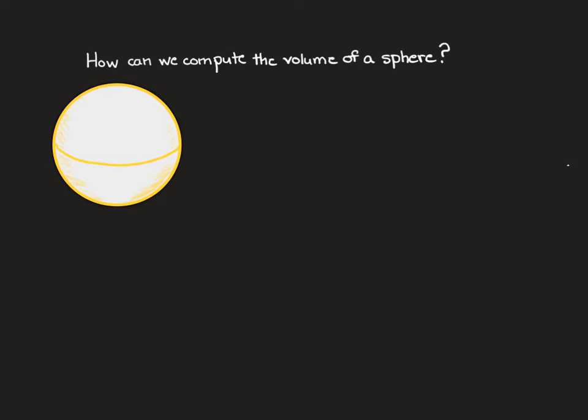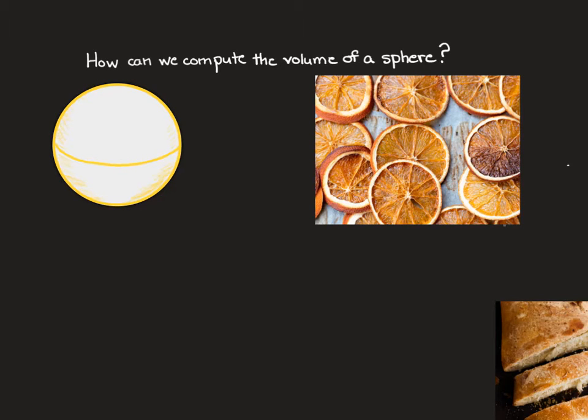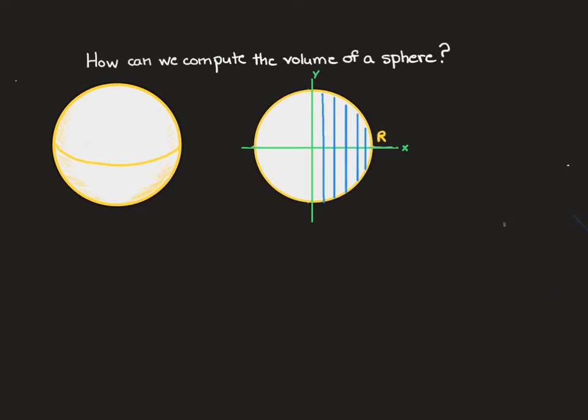We've been slicing, so you might think of taking the sphere and putting it through something like a bread slicer. If you do that, you're going to get discs that look very similar to these slices of oranges that I've put on the right. If you find the area of the circle and multiply by the thickness, you'll get the volume of one of the slices. Sum over all those slices, and you'll have the volume of the sphere. So let's look at how this works in practice.